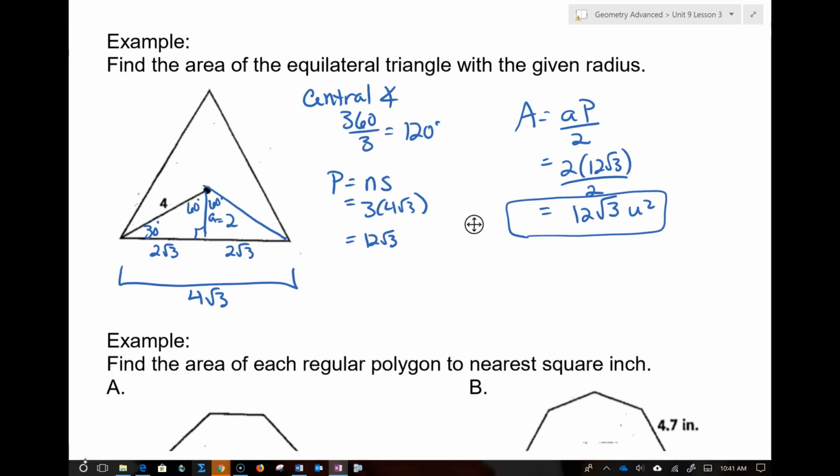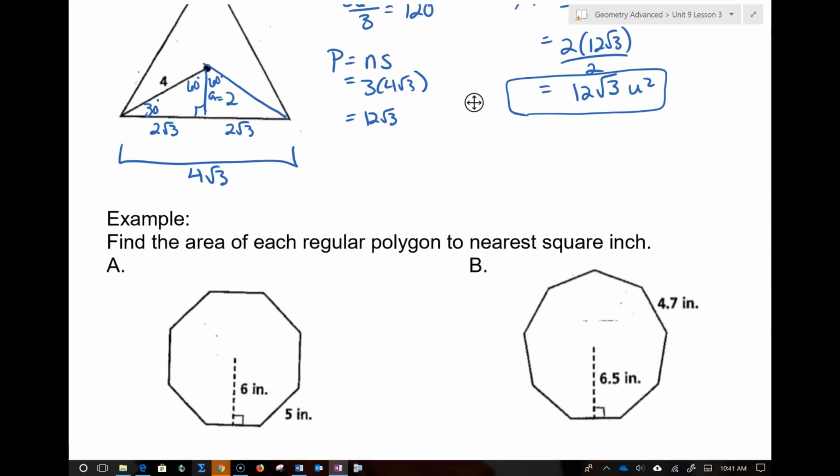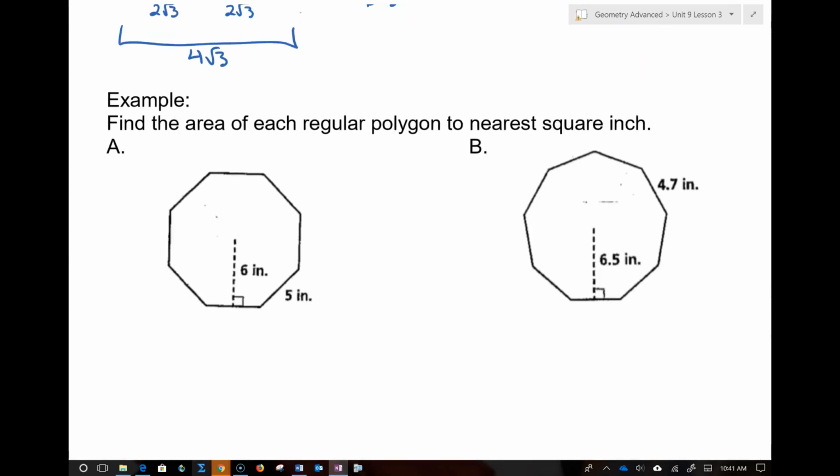All right, guys, did you get it right? All right, I'm glad. This one, again, that's a nice one to do, a way of doing it. Honestly, you just hope and pray they give you the side of the equilateral triangle and you can use the equilateral triangle formula, but those are options. Now, let's just change it up a little bit. It says, find the area of each regular polygon to the nearest square inch.